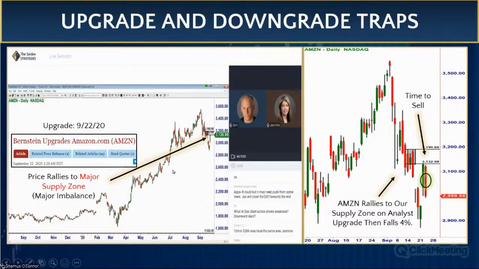But what are we doing? We're turning the trap into money. So we're not the ones being trapped. We're the ones actually joining them. Remember I said if you can't beat them, you've got to join them.